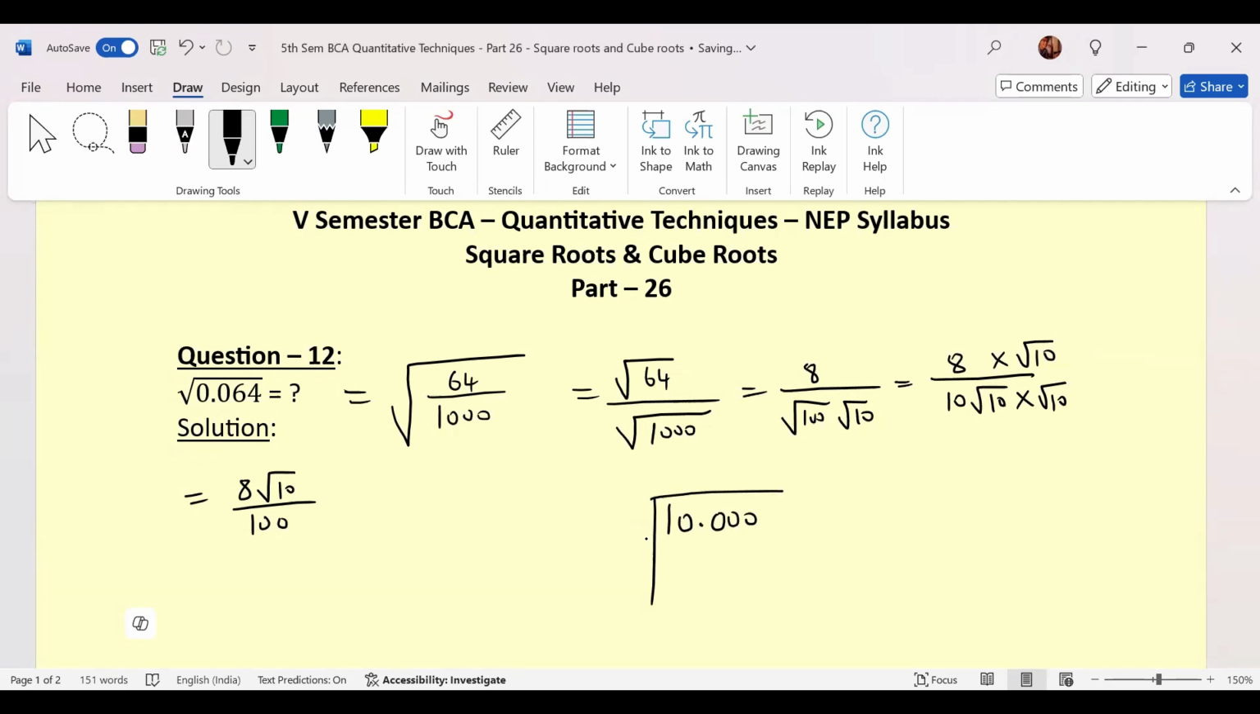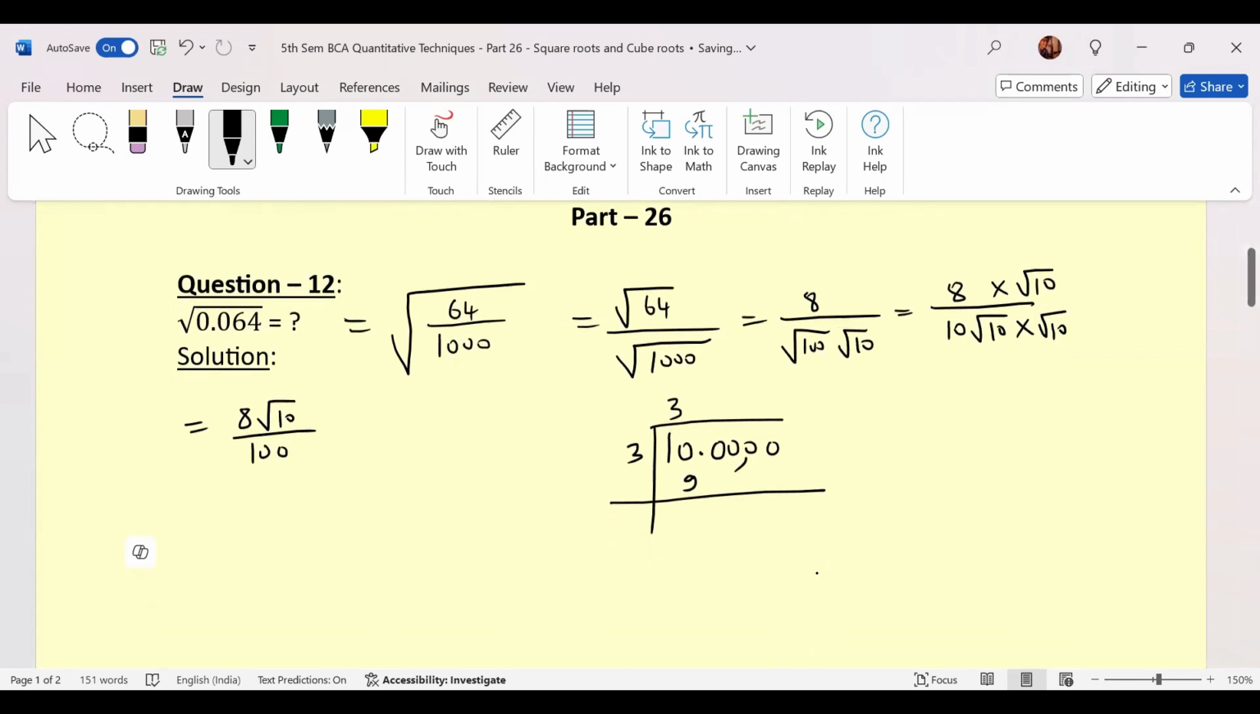The first one is 10 and then here 0. So 3 3s are 9, the first perfect square which is lesser than 10. Then the remainder is 1. Copy the next 2 zeros. Put a decimal point here. Multiply that 3 into 2. So you get 6, and we will have to put 1 only.